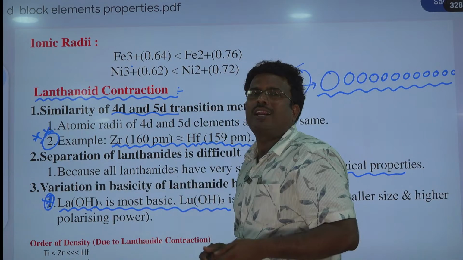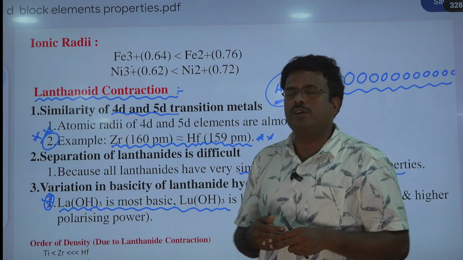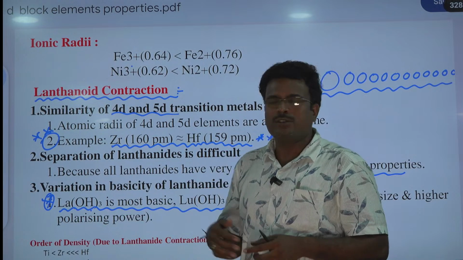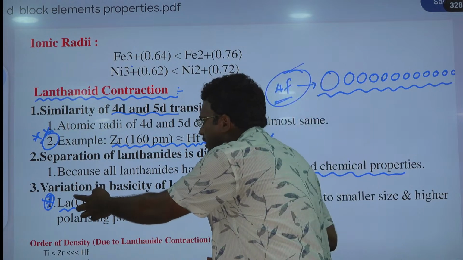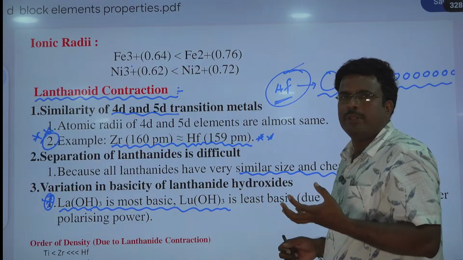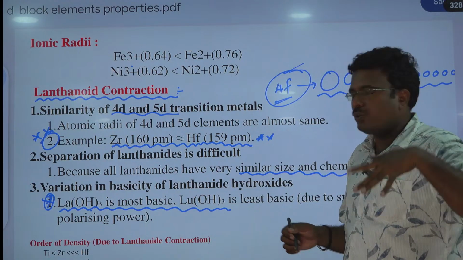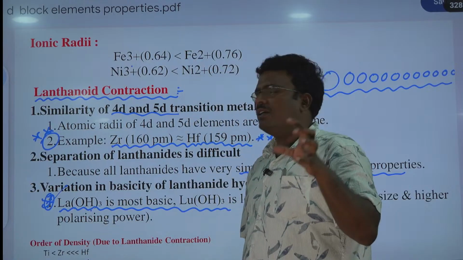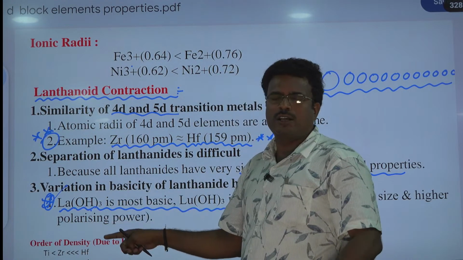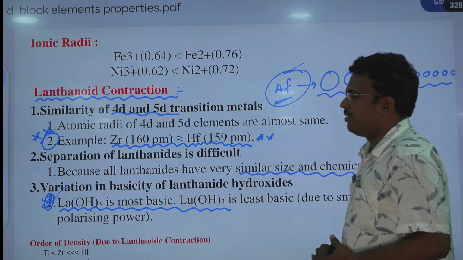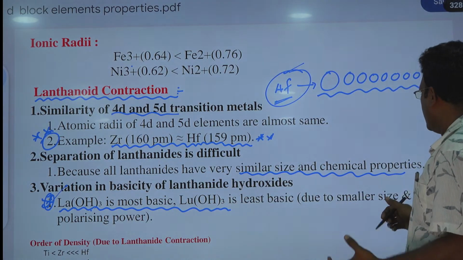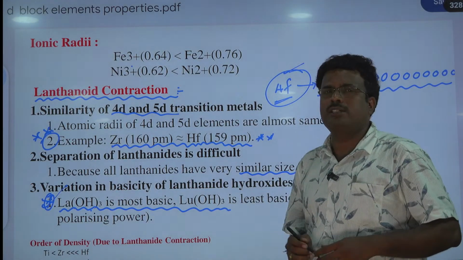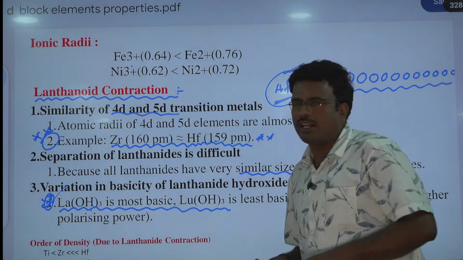According to the Arrhenius theory, removal of OH minus in aqueous solution is called basicity, right? So in comparison, from lanthanum to lutetium, the basicity decreases. Which of the following hydroxides is more basic? Very important: lanthanum hydroxide is more basic than lutetium hydroxide, because lutetium hydroxide has a smaller size and high polarizing power. I will explain polarizing power later.